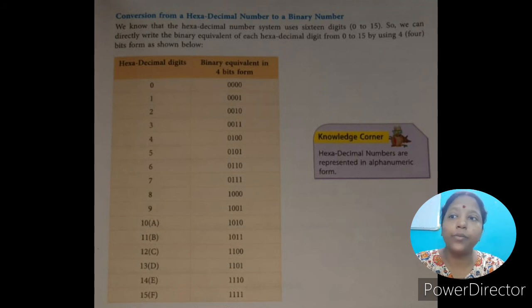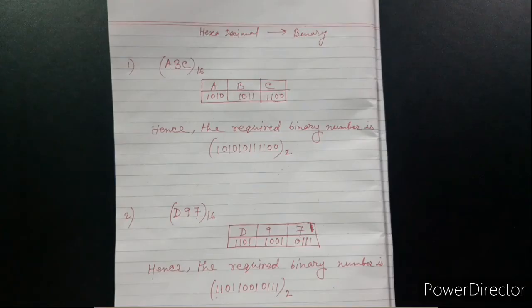Now the knowledge corner. Hexadecimal numbers are represented in alphanumeric form. We already observed that in hexadecimal number system, the numbers 10 to 15 are represented as alphabet and 0 to 9 are represented as numbers. So this is an alphanumeric number system. The next conversion is hexadecimal to binary conversion.